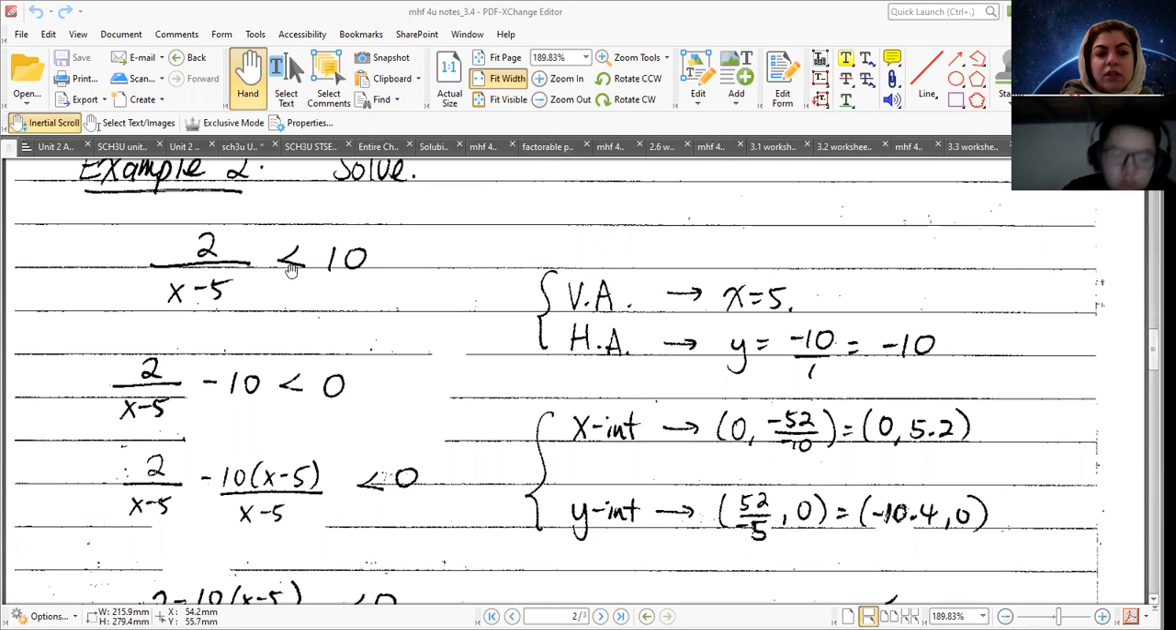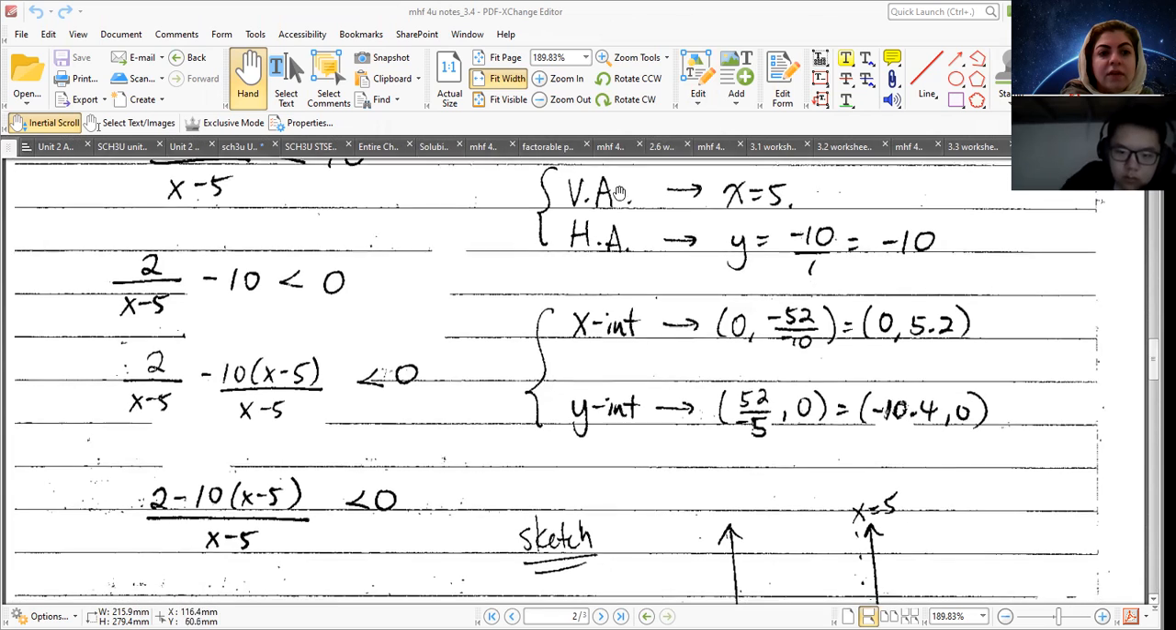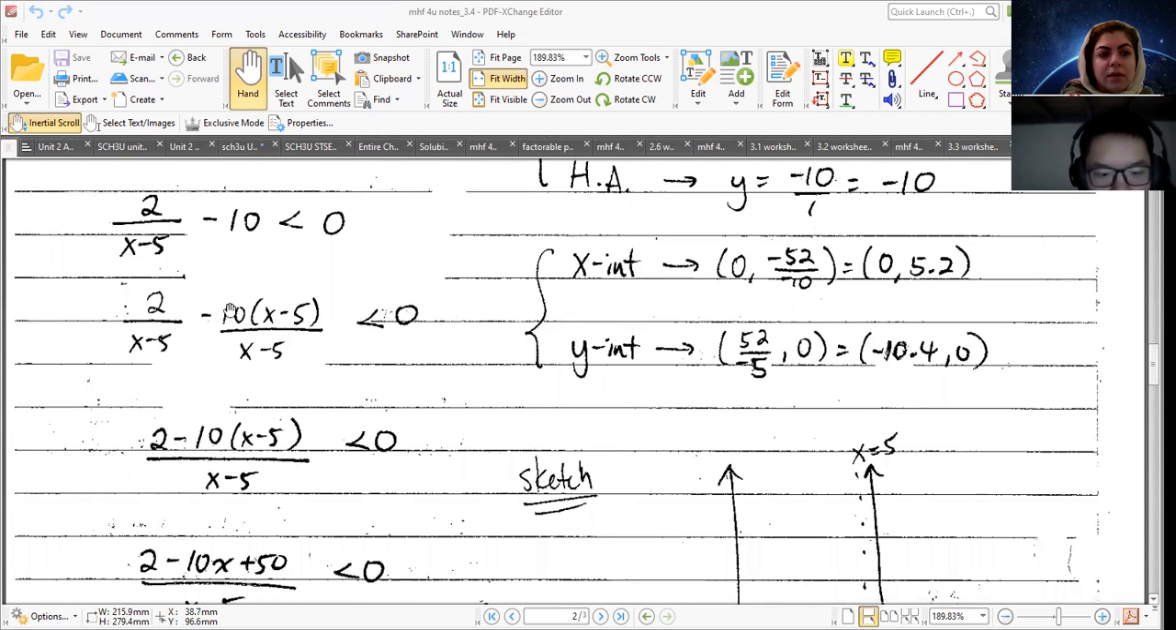For inequality, you have to move everything to one side. So 10 to this side: 2 over x minus 5 minus 10, right? Then you have to do the common denominator.